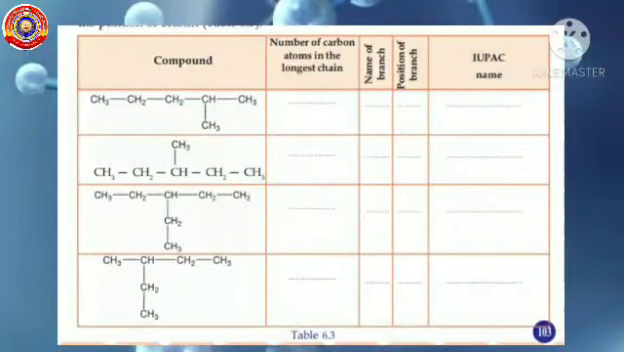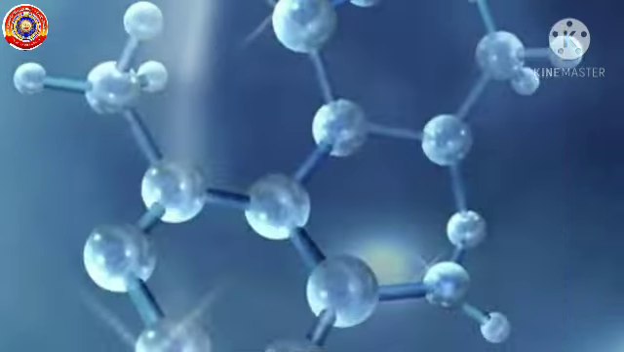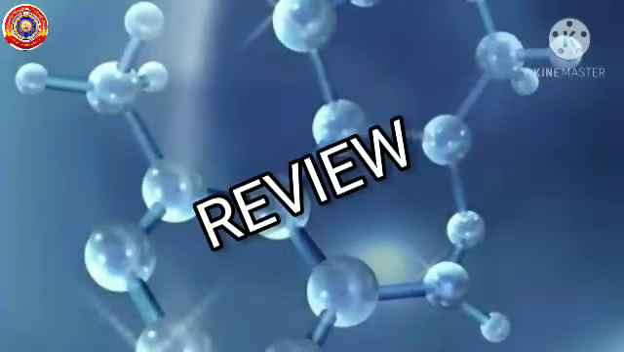Alright students, here is a worksheet for you. Write the IUPAC names of the given hydrocarbons by identifying the longest chain and the position of the branches. Well, it's time to end our class. Before that, let us recall what we studied today.